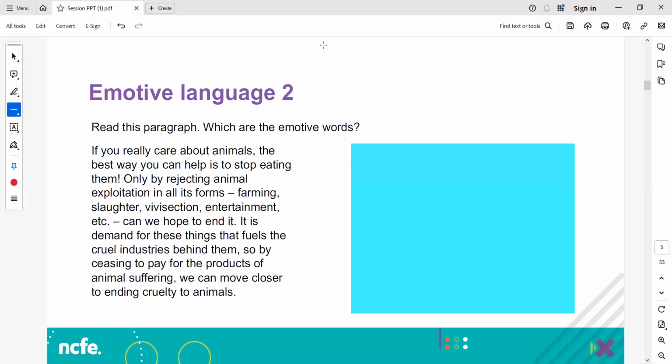So can you spot any words in that paragraph? If you really care. Pardon? If you really care about animals.